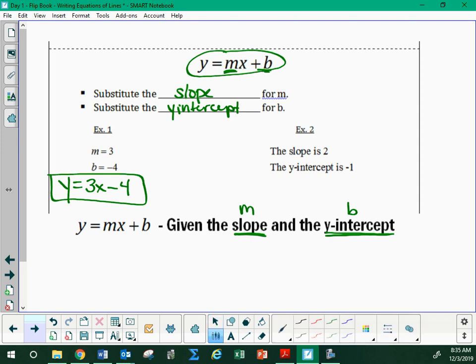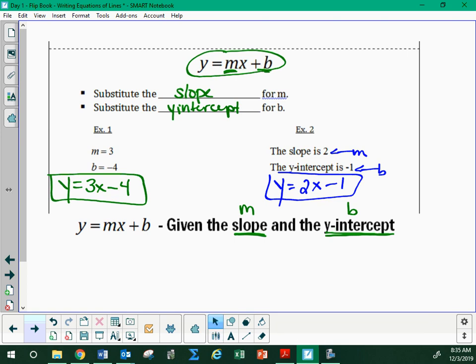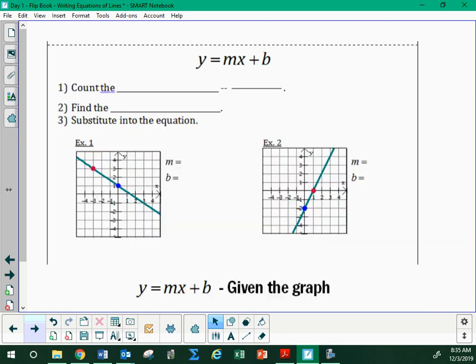Alright, y equals 2x. Slope is 2, so this is my m. Y-intercept is -1, that's my b. So y equals, instead of m, it's 2x plus b, so plus -1 is just minus 1. That's your answer. So really, really easy when they give us the slope and y-intercept. If you just put it in, you're done.